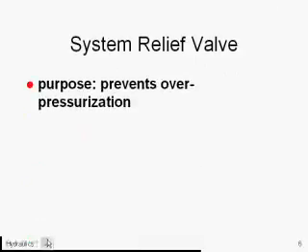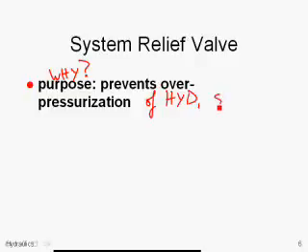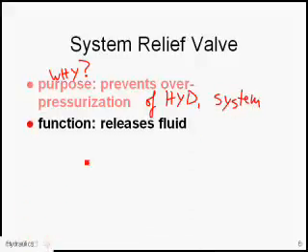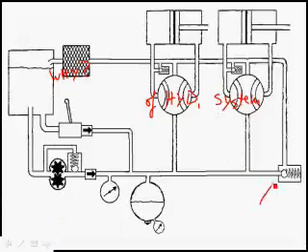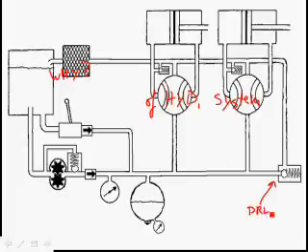You're also typically going to see a system relief valve. Why is it on board the airplane? To prevent overpressurization of the hydraulic system. And how does it do it? By releasing fluid in case the pressure gets too high. So here is the pressure relief valve. The pressure relief valve is always mounted on the pressure line.